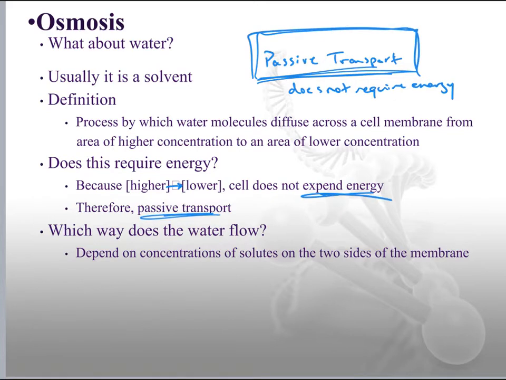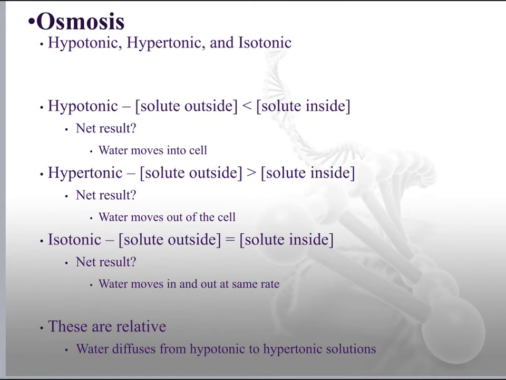Which way does the water flow? Well, it depends on the concentrations of solutes on the two sides of the membrane. We'll see an example of that here in just a sec. We have some terms here: hypotonic, hypertonic, and isotonic.